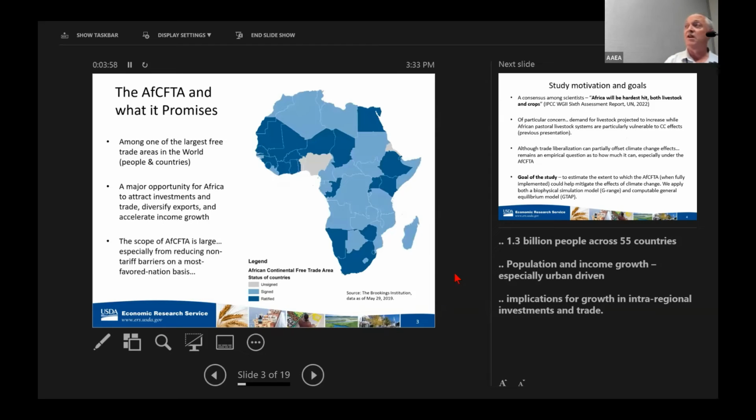Well, we know the AfCFTA, the Africa Continental Free Trade Area, is becoming one of the largest free trade areas in terms of people and number of countries: 55 countries, 1.3 billion people. A major opportunity of the free trade area is to attract investments, trade, diversify exports, and accelerate income growth. And the scope of it is pretty large, especially in reducing non-tariff barriers and costs as we move forward.